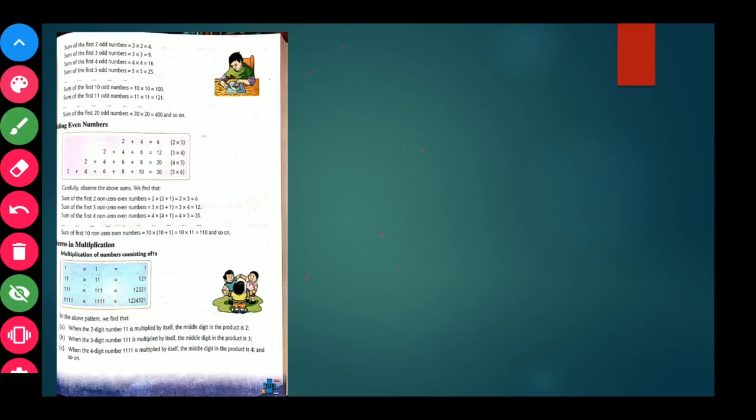Now the next is patterns in multiplication. Multiplication of numbers consisting of ones. Now observe this multiplication table. 1 times 1 is equal to 1. 11 times 11, when you multiply, you will get the answer 121. Similarly, 111 times 111, when you multiply, you will get the answer 12,321. So what do you observe in this pattern?